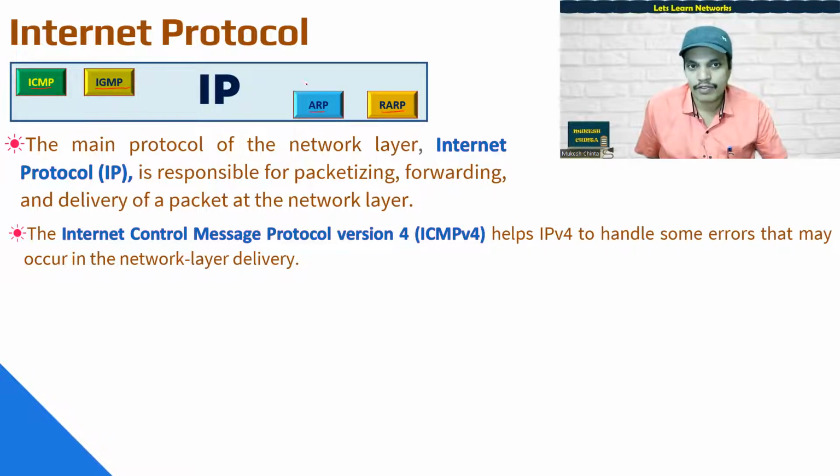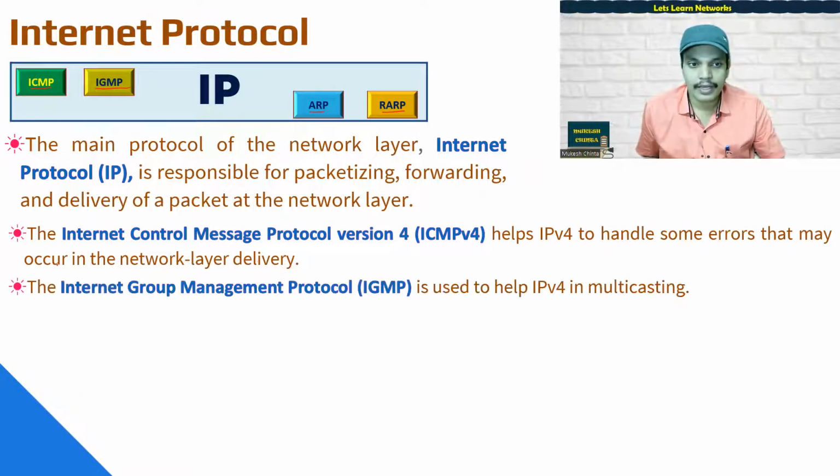So what is the purpose of these four protocols? The entire routing and addressing is taken care of by IP itself. But for IP to work properly, we call them sister protocols: ICMP, IGMP, ARP and RARP. ICMP stands for Internet Control Message Protocol version 4, ICMPv4, which helps IPv4 to handle some errors that may occur in the network layer delivery. In order to convey the information regarding any errors that might have happened, ICMP is used.